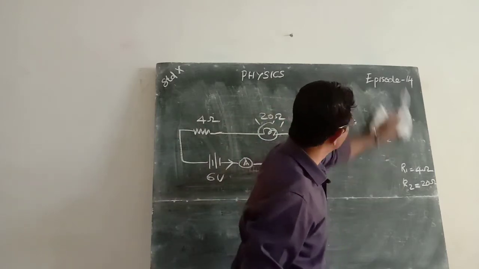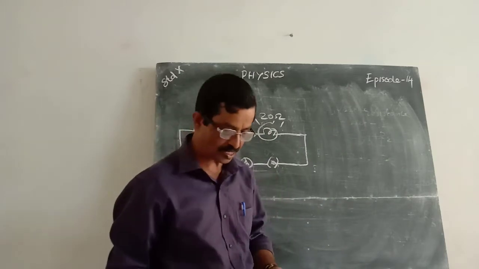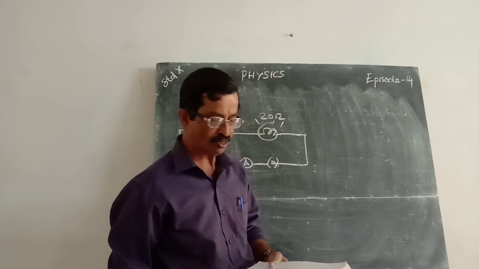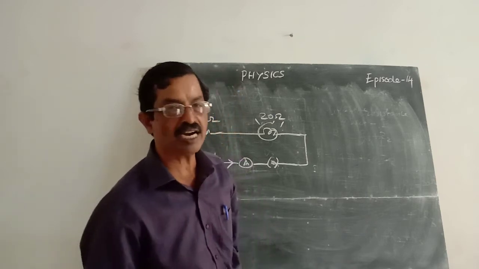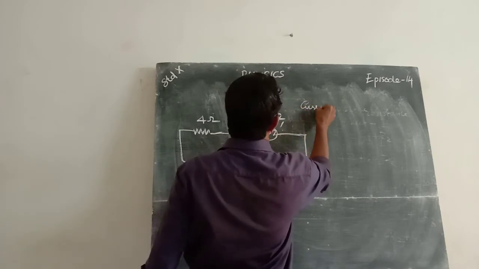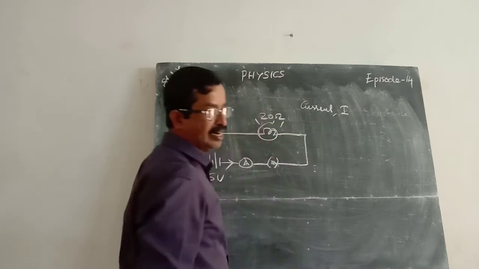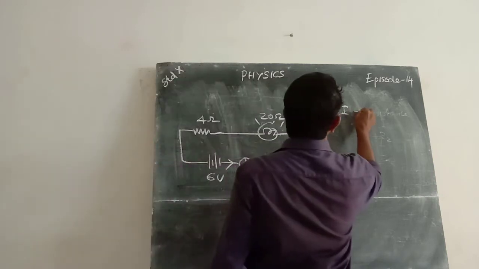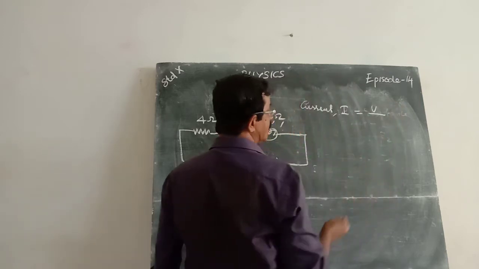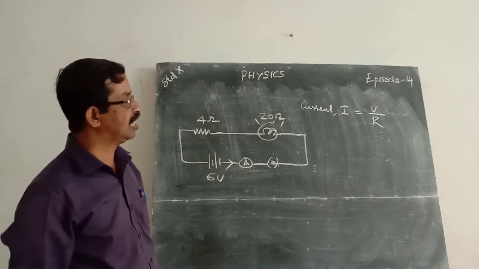Now again, we can go to the next one. That is B: the current through the circuit. Now we want to find out the current through the circuit. Current, the letter I. You know, current I is equal to potential difference, that means V, by total resistance R. So I is equal to V by R.